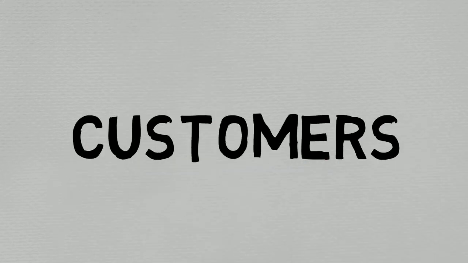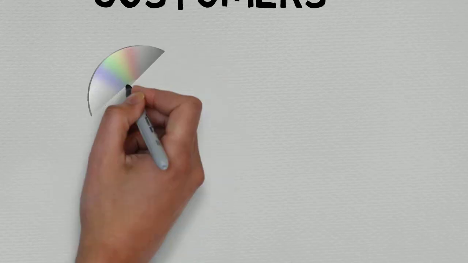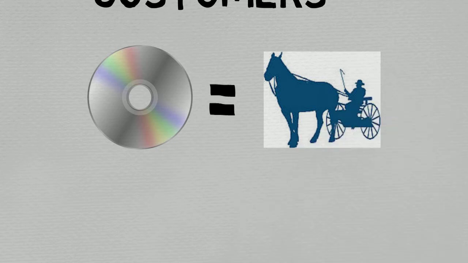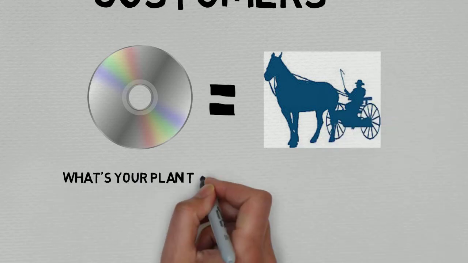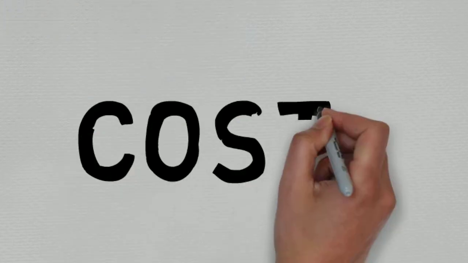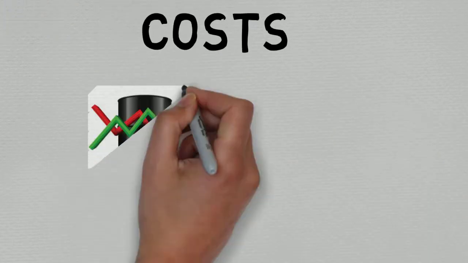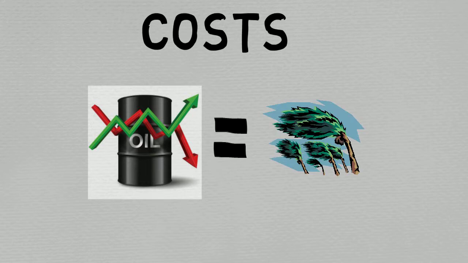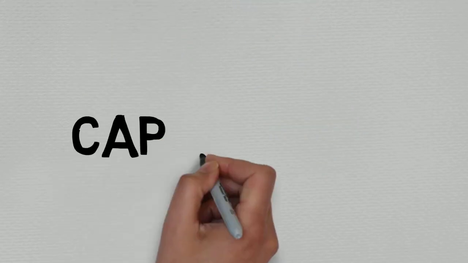Here's an example of customers. If you're in this business, you're really aware of changes in the marketplace that have happened because of streaming. So one question you might ask is, what's your plan to develop new products in light of this? What about costs? Well, if you're sensitive in any kind of way to oil, you know that you're one hurricane away from either supply issues or cost issues.